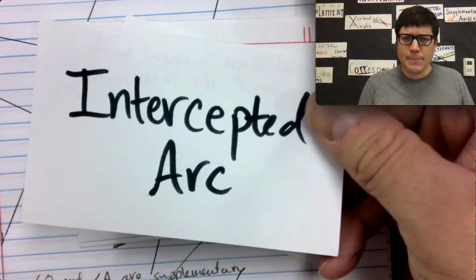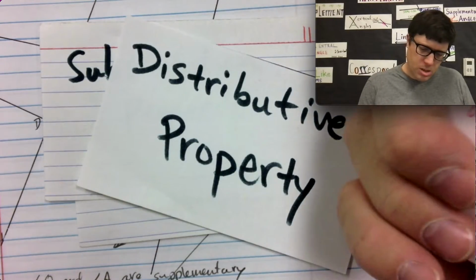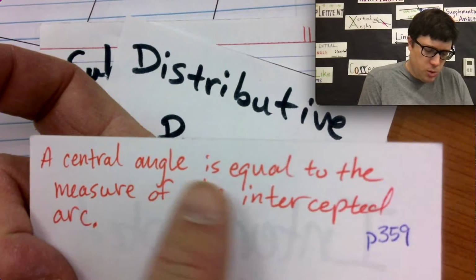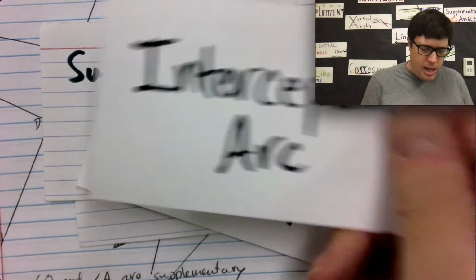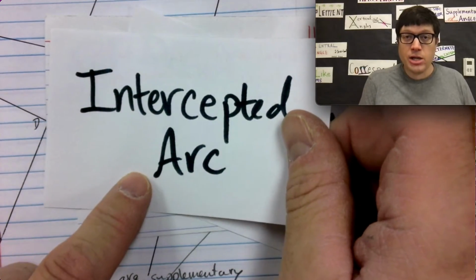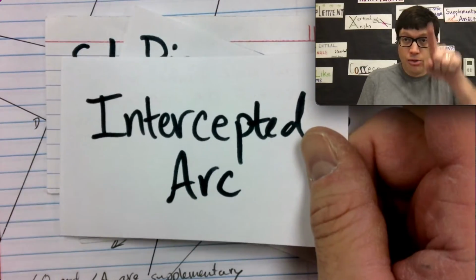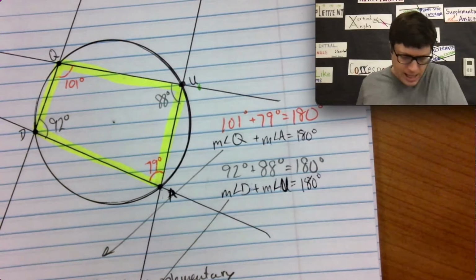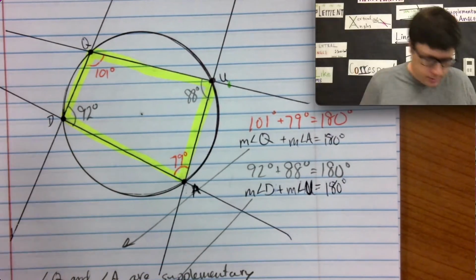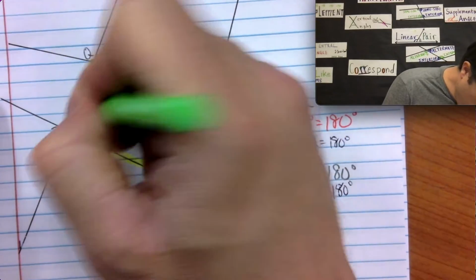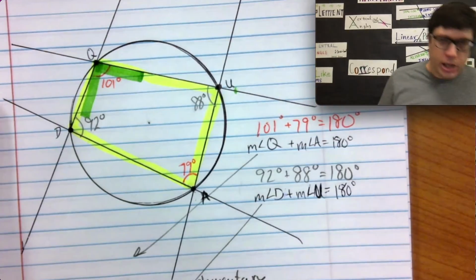We've got intercepted arc. The central angle is equal to the measure of the intercepted arc. Maybe I don't need that one, but I do want to comment on where the intercepted arcs are. That's what I'm going to do. Okay, so I'm going to highlight Q green. Angle Q, I'm going to highlight green.